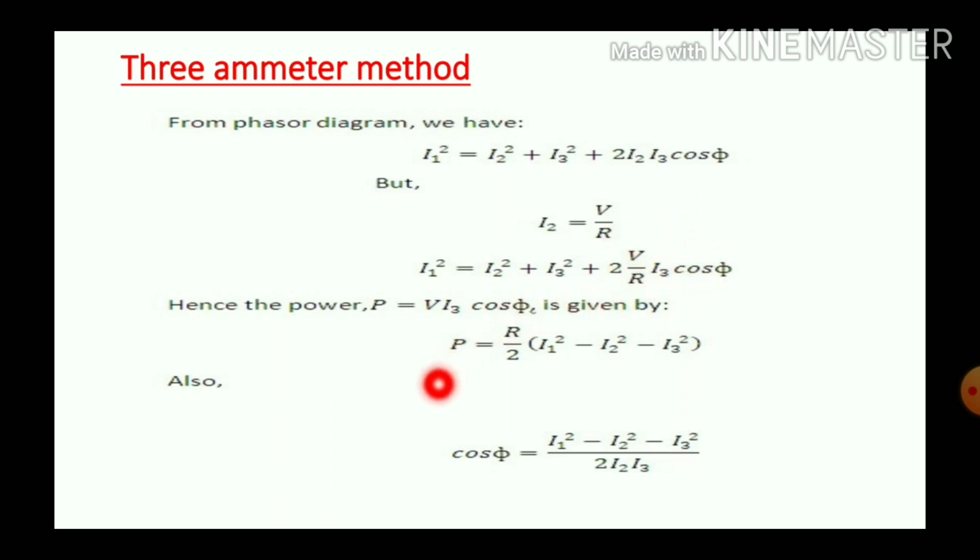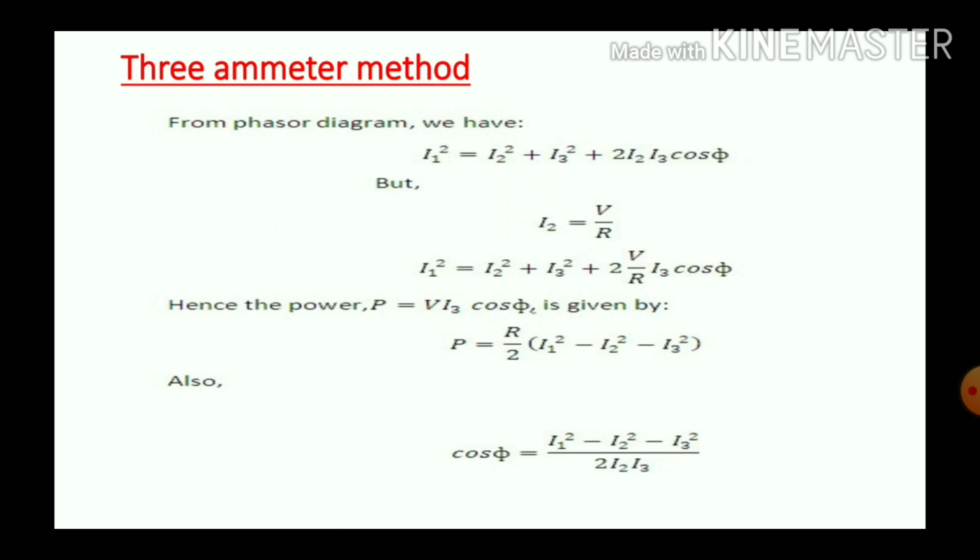And by rearranging the equation, power equals R by 2 into I1 square minus I2 square minus I3 square. And the power factor of the circuit is obtained from this equation. It is cos phi equal to I1 square minus I2 square minus I3 square divided by 2 I2 I3.